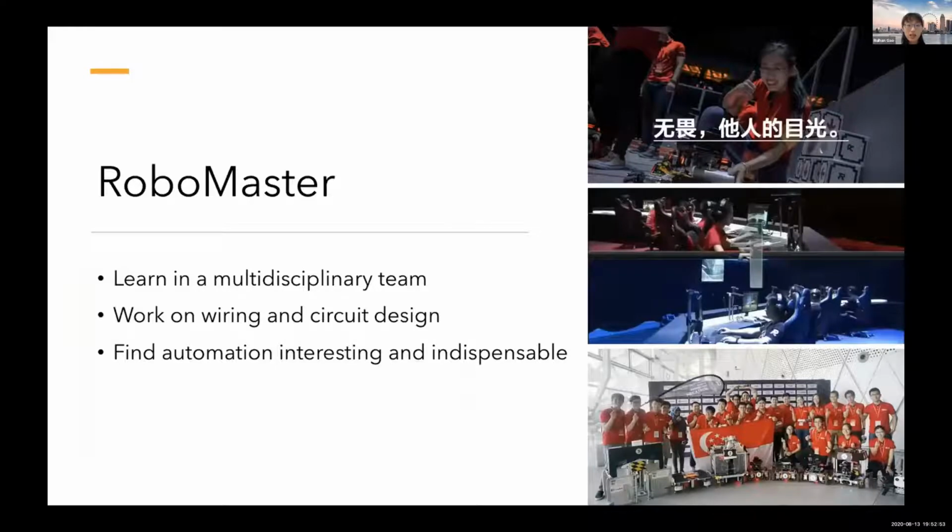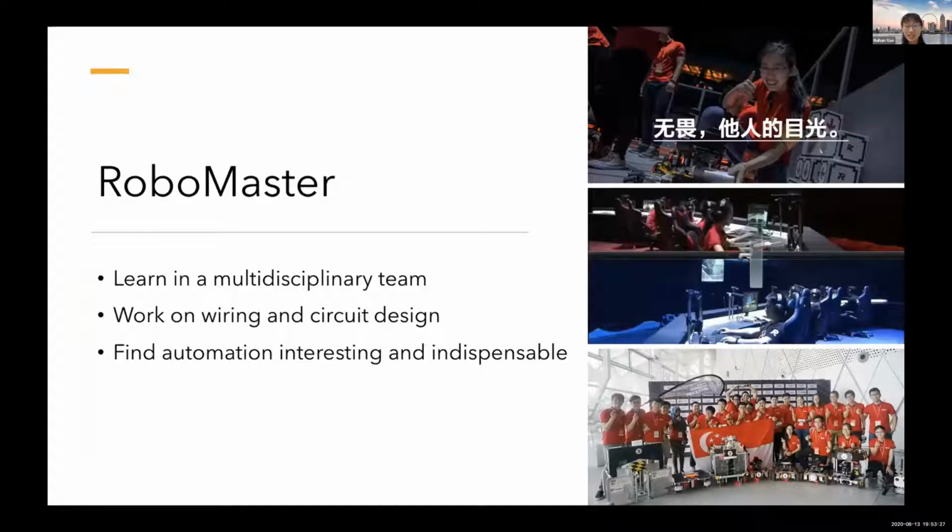In the same year, in the summer vacation, we joined the International RoboMaster competition as a team of NTU. It's actually quite a large team, as you can see from the bottom right. We are from the School of Mechanical and Aerospace Engineering, the School of Computer Science, and also EEE. It was a huge team, and we learned from each other. Most of them are my seniors.